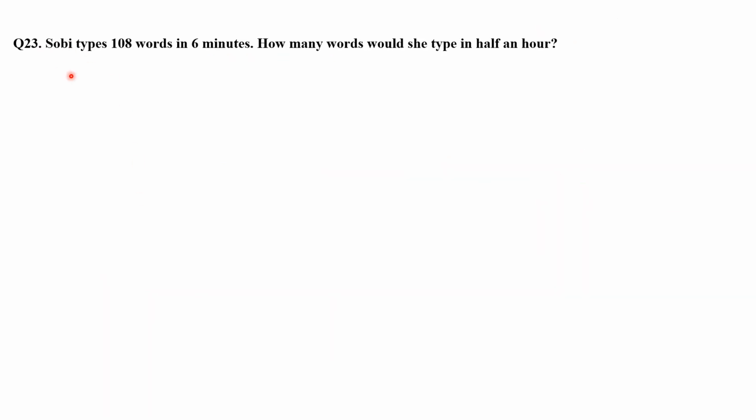Question number 23. Sobi types 108 words in 6 minutes. How many words would she type in half an hour? So this question is from direct and inverse proportion. It is given that she types 108 words in 6 minutes. Half an hour means 30 minutes, so obviously it will give more time. She will be able to type more number of words. So clearly you can see that when you give more time, the number of words typed will also increase. So it is a direct proportion, isn't it?